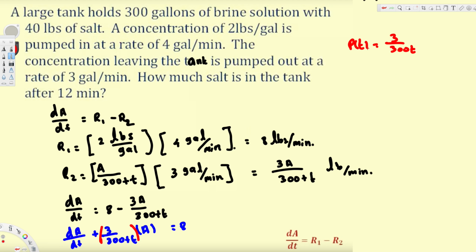Now the P of t value is useful to find the integrating factor. The integrating factor equation is mu of t equals e to the power integral of P of t dt, right? Now we can plug P of t into this equation. So this is going to be e to the power integral of 3 over 300 plus t, I forgot the plus right here.